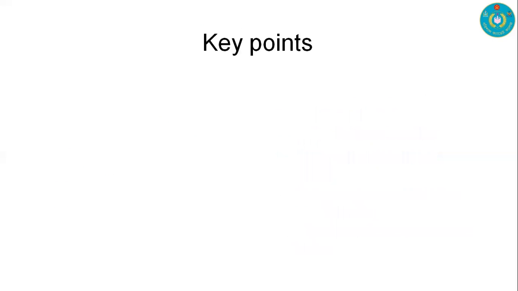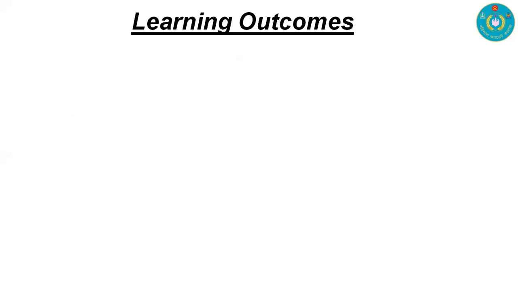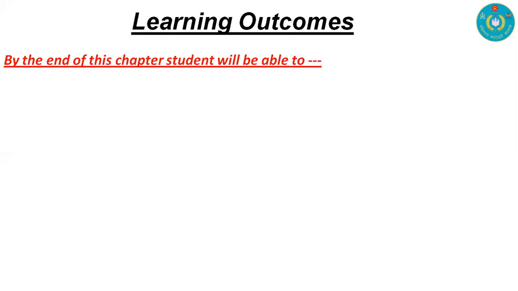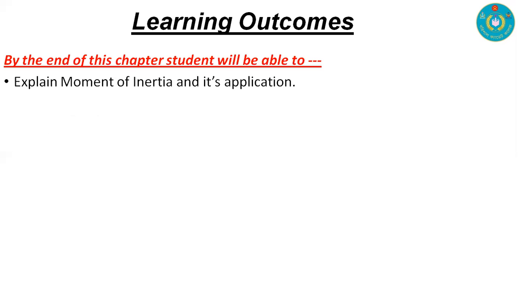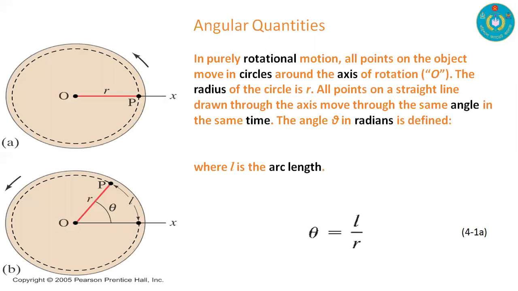The key points of this chapter are moment of inertia, radius of gyration, angular momentum, and torque. And learning outcomes: by the end of this lesson, you will be able to explain moment of inertia and its application, explain radius of gyration, explain angular momentum and its application, explain torque and its application.